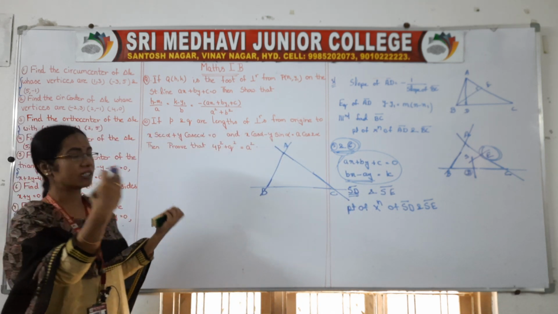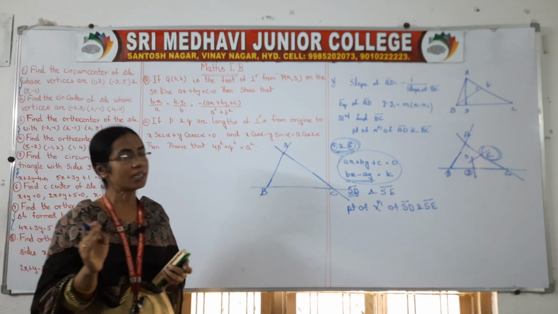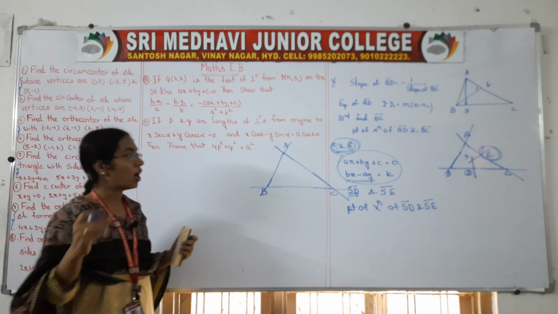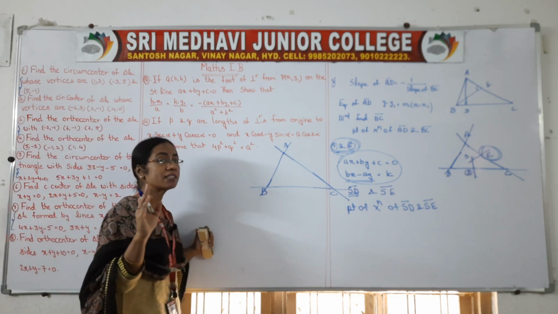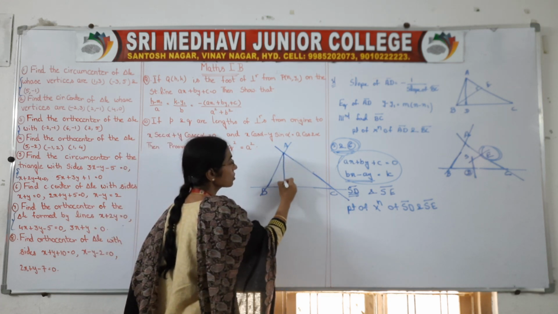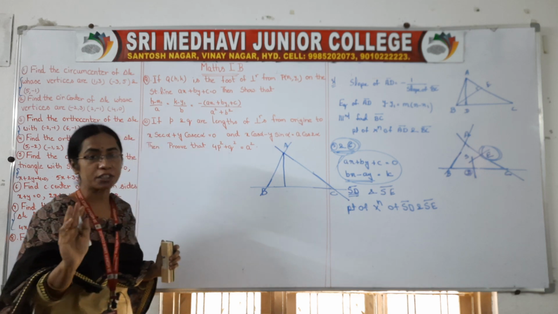Okay, so just take your straight lines point of intersection method and find out all the 3 vertices. After that, come to the question. We have to find the orthocenter. What is the meaning of orthocenter? Orthocenter is the point of intersection of altitudes.